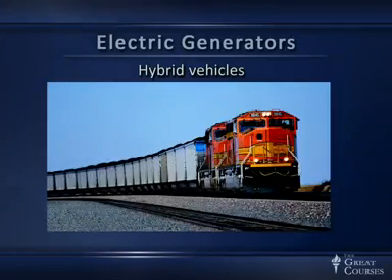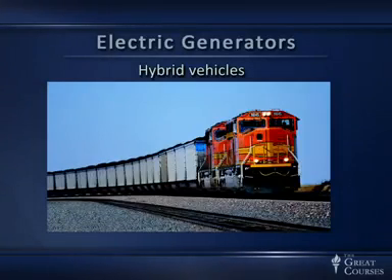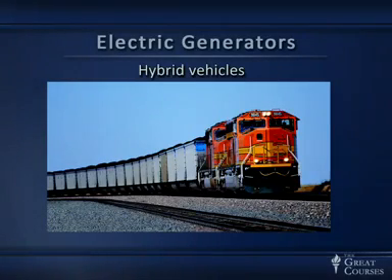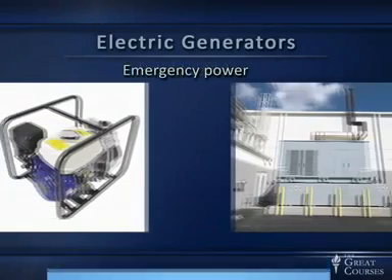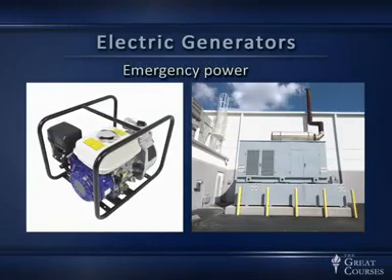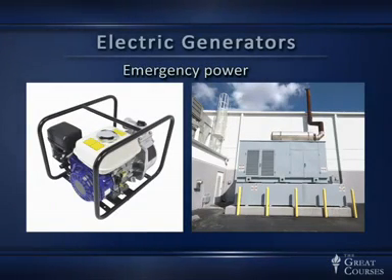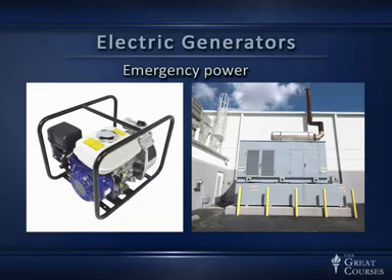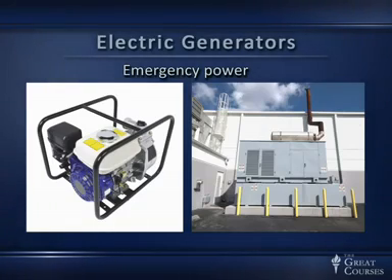Hybrid cars aren't the first invention of such a thing. Diesel-electric locomotives are in some sense hybrids. They use diesel engines to turn generators which generate electricity, which run electric motors which drive the train. Emergency power is another example of electric generators. So we use electric generators of all sizes in a lot of different applications, and they all share the fact that mechanical energy goes in and electrical energy comes out.